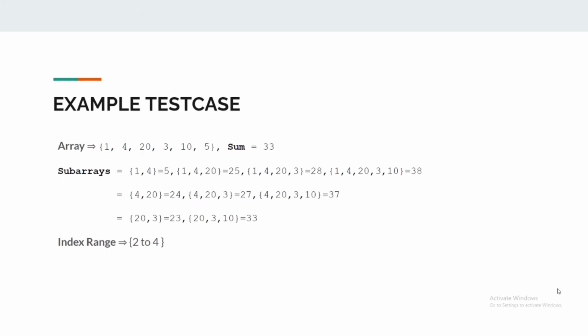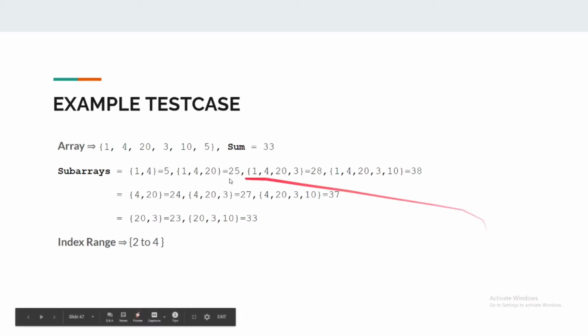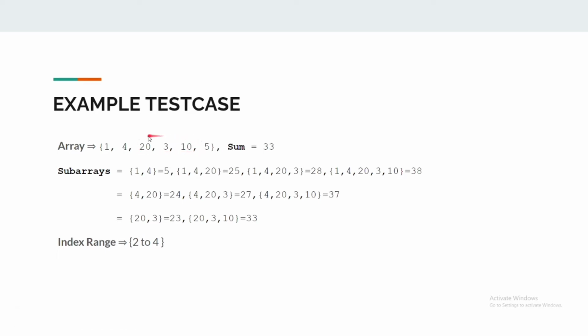Let's say we have an array that is 1, 4, 20, 3, 10 and 5. We need to find a subarray in this array that will sum up to 33. In this case, you can see that if we start from 20 and go till 10, this will sum up to 33. 20 plus 3 plus 10 sums up to 33. So this is our required answer.